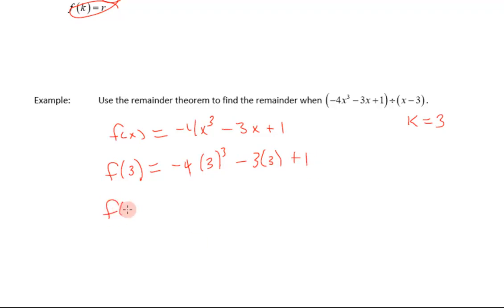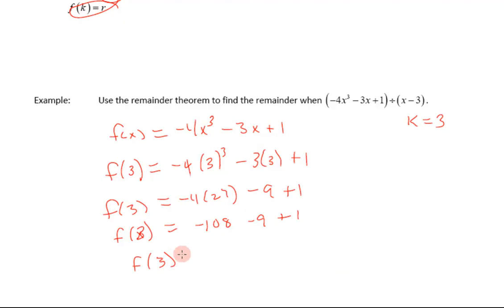Keep evaluating. F of 3 is equal to negative 4 times 27, right? Minus 9 plus 1. F of 3 equals minus 108 minus 9 plus 1. And f of 3 equals negative 116. So this would be the remainder if we were to do this division out.